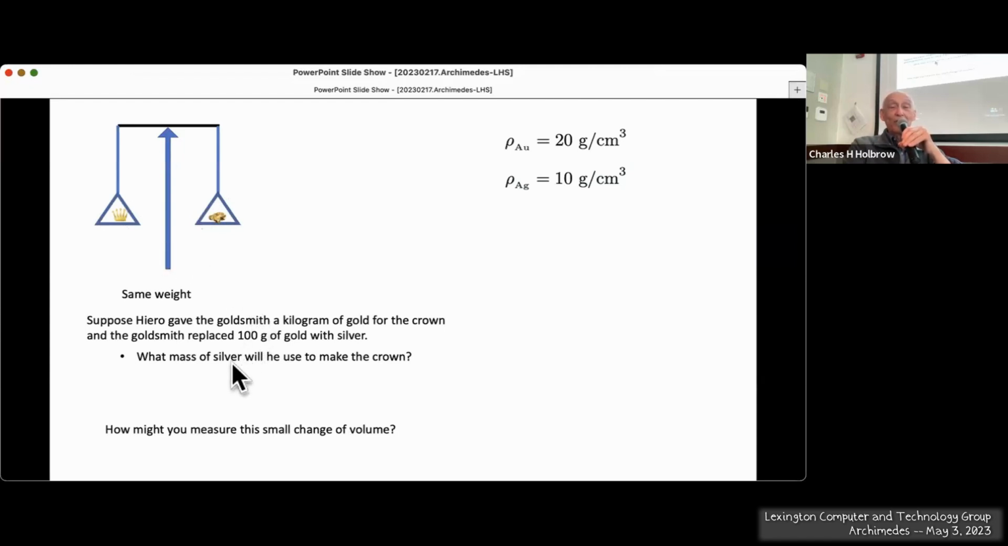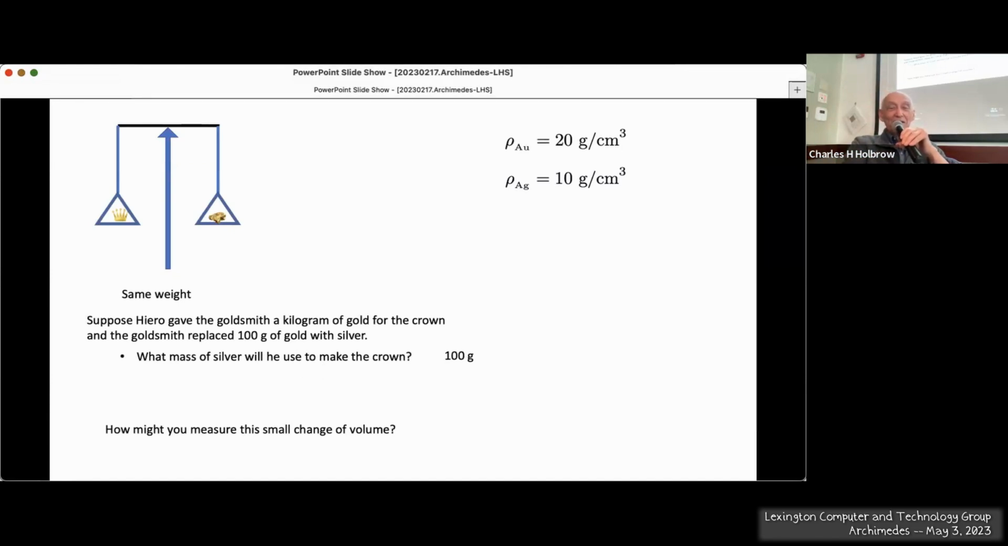So here we go with my questions. Suppose the king gave the goldsmith a kilogram for the crown, and the goldsmith replaced 100 grams of gold with silver. What mass of silver will he use to make the crown? This is my pedagogy. I just love to ask an obvious question. 200. No. Come on, he's got to have them come out the same way. He's taking 100 grams of gold off. He's got to put 100 grams of silver back in. Okay, that's why I like that.